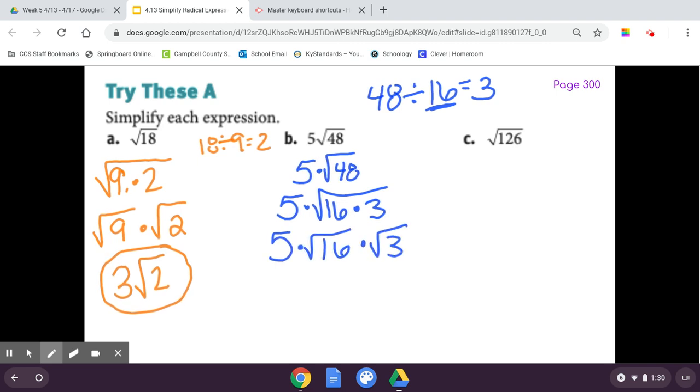times the square root of 3. 5 times 4 times the square root of 3. The square root of 3 is irrational, so we're leaving it. So your answer is 20 square root of 3.